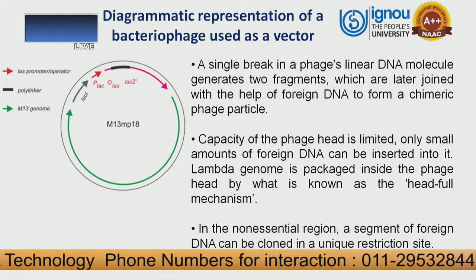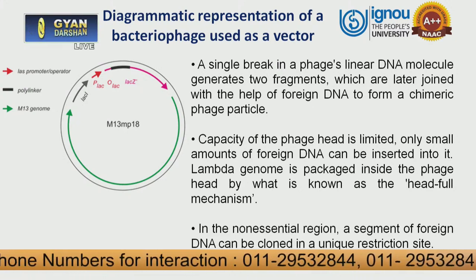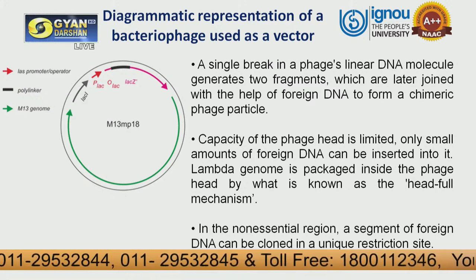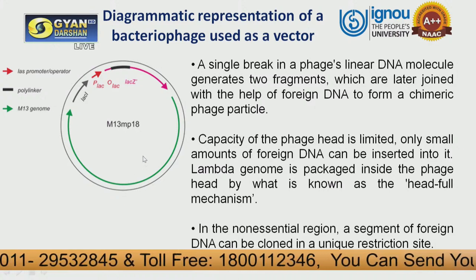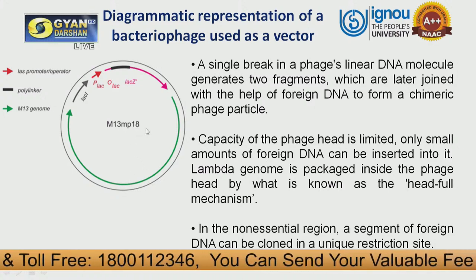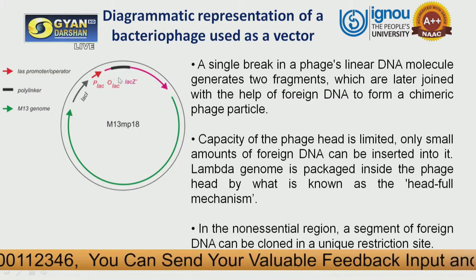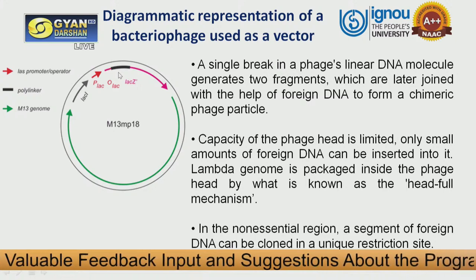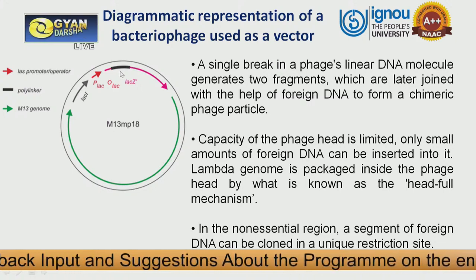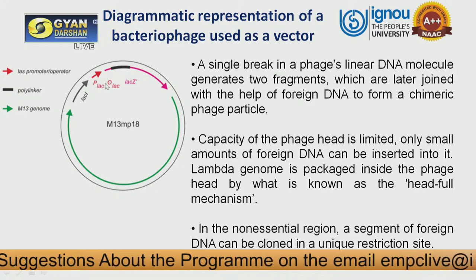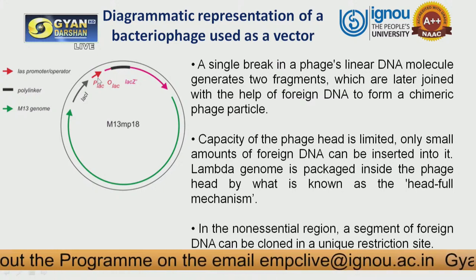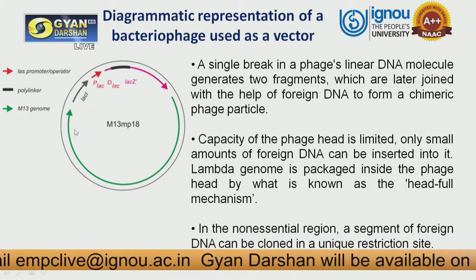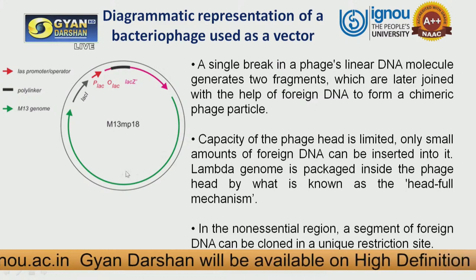Now coming to another vector, here you can see, it is a bacteriophage. The name of this bacteriophage is M13mp18. Here you can see a black portion, which is a polylinker portion. This polylinker portion is basically utilized for cloning the gene of interest. Apart from this, you can see this red portion, which is a promoter or operator portion, and this is the M13 genome in green.